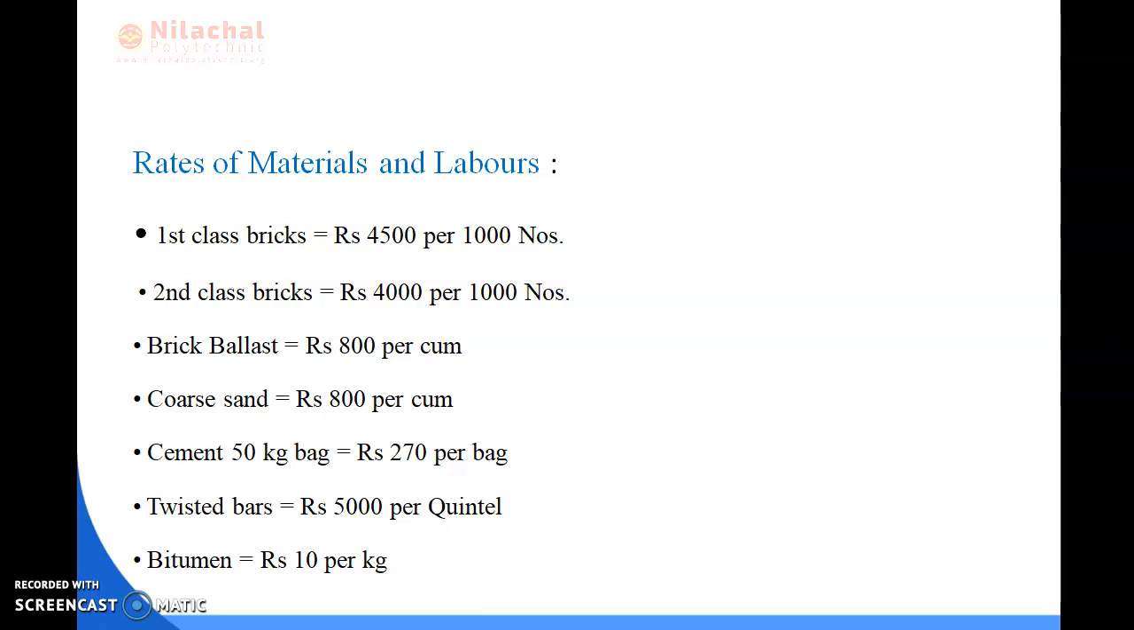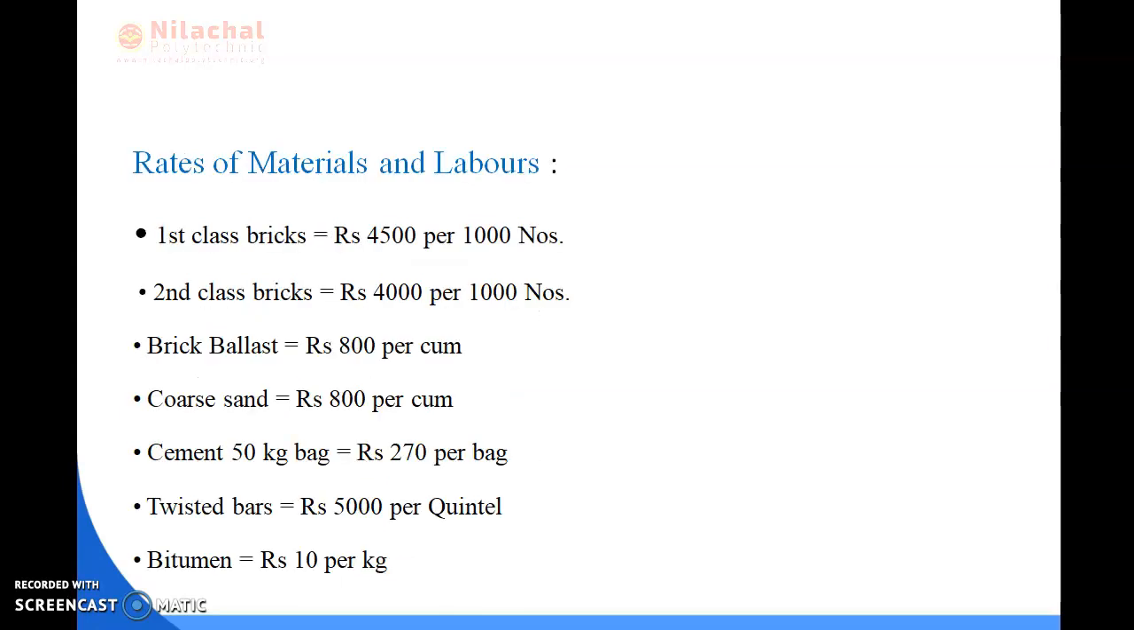So first class brick we consider as 4,500 per 100 bricks. Second class brick we consider as 4,000 per 100 bricks. Brick ballast we consider as 800 per cubic meter. Coarse sand we consider as 800 per cubic meter. Cement, 50 kg bag, we consider at 270 rupees per bag. Twisted bar is considered as 5,000 per quintal, because the unit for bar is quintal. Then bitumen is considered as 10 per kg. These are the basic materials commonly used in building.